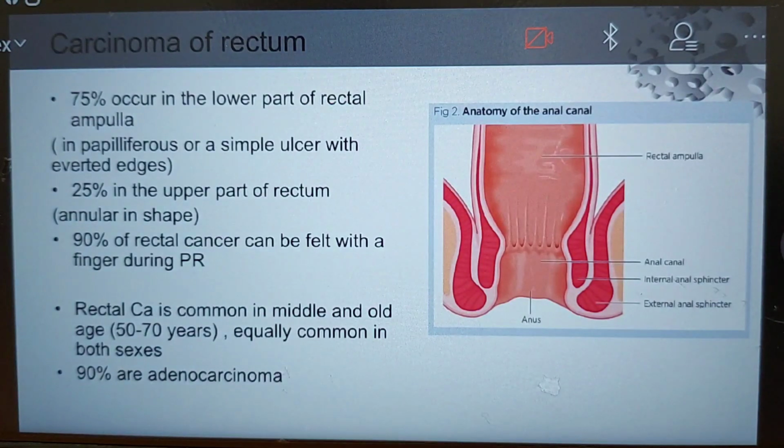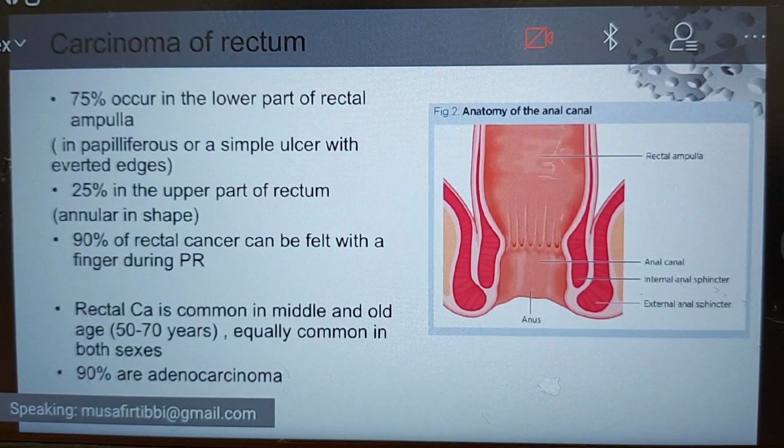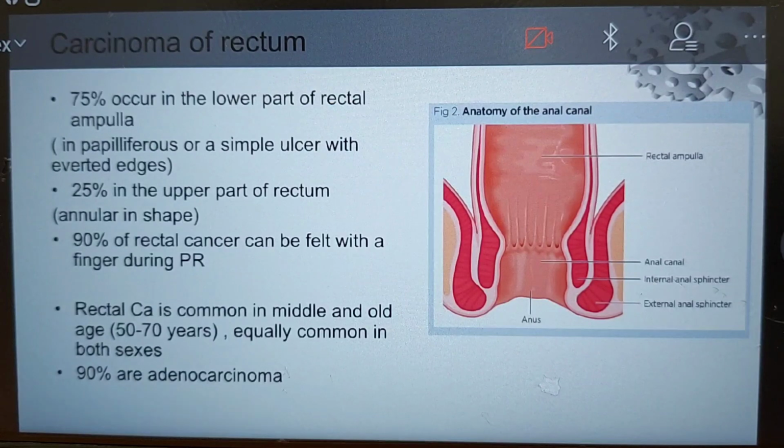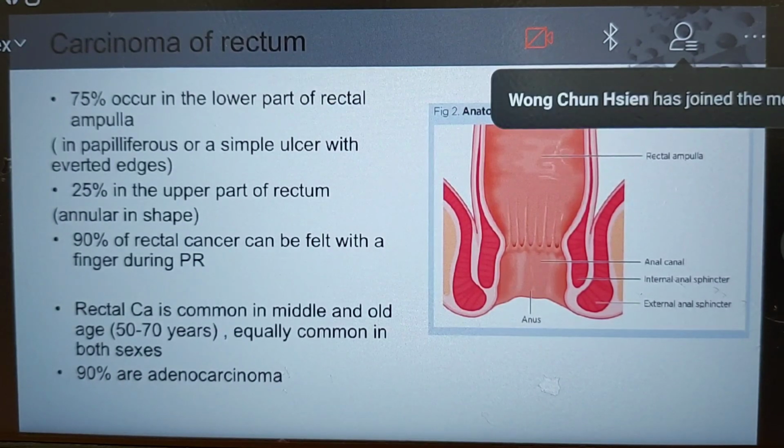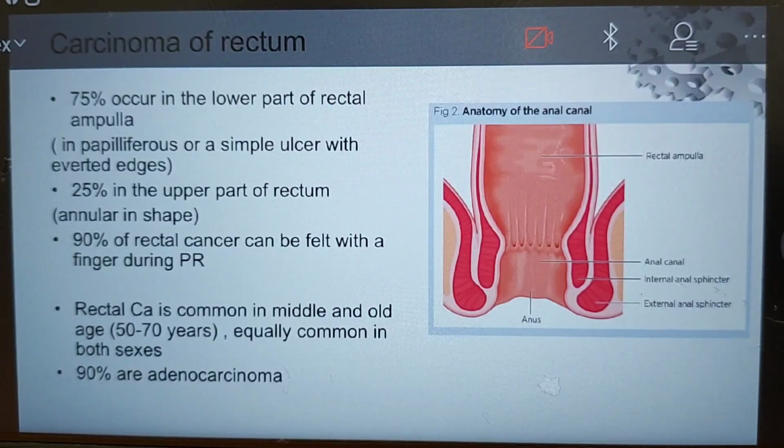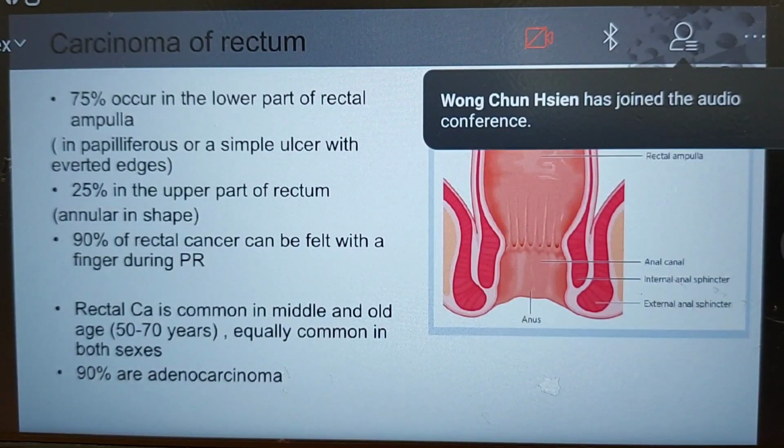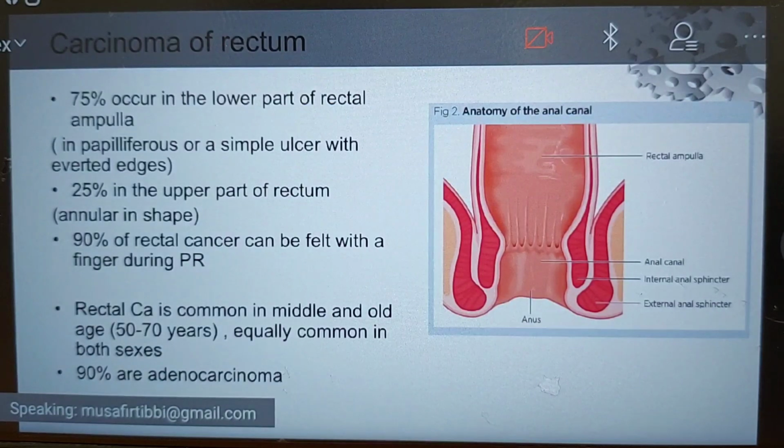Okay. So the last cause of lower GI bleed will be carcinoma of the rectum. 75% of carcinoma of the rectum occurs in the lower part of the rectal ampulla, and 25% in the upper part of the rectum. The rectal ampulla, from the video you can see there, is in front in contact with the surface of the prostate for male, and if it's female, then it's anterior to the posterior vaginal wall. Posterior to the rectal ampulla is the front of the tip of the coccyx.